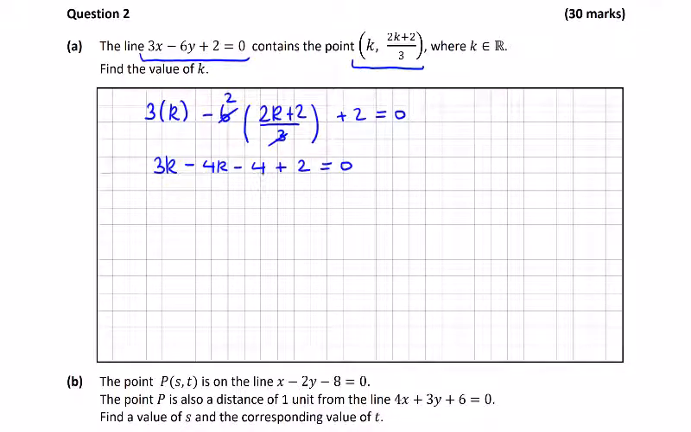So we have minus k, which if I bring it to the right will become plus k, leaving on the left 2 minus 4, which is minus 2. Nice easy start.